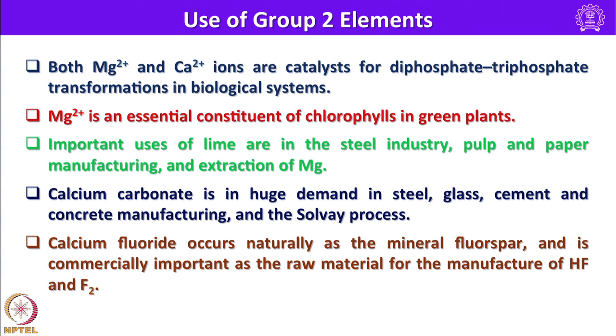Magnesium 2+ is an essential constituent of chlorophyll in green plants. Important uses of lime are in the steel industry, pulp and paper manufacturing, and also in extraction of magnesium. So, calcium carbonate is in huge demand in steel, glass, cement and concrete manufacturing, and also in the Solvay process. And calcium fluoride occurs naturally as the mineral fluorospar and is commercially important as the raw material for the manufacture of HF and fluorine gas.